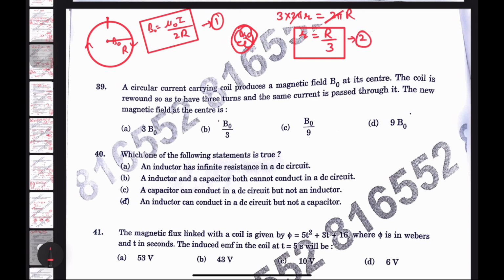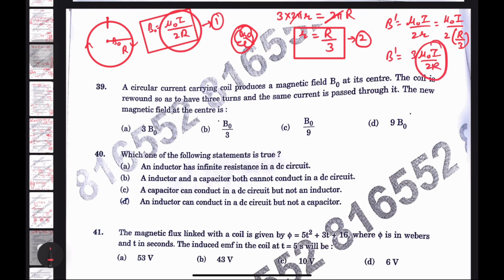What we need to find is the new magnetic field at its center. So B dash is equal to mu naught I upon 2r. So it is equal to mu naught I upon 2, and instead of writing small r, I will write R by 3. So B dash is equal to 3 mu naught I upon 2R. Now mu naught I upon 2R was B naught, so we can say 3 into B naught. So B dash is equal to 3 times B naught.